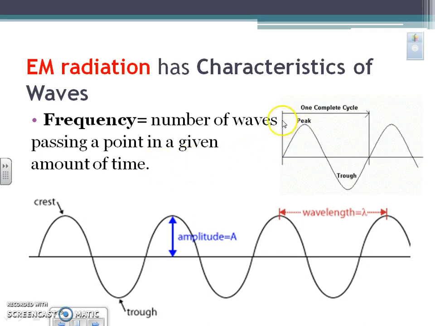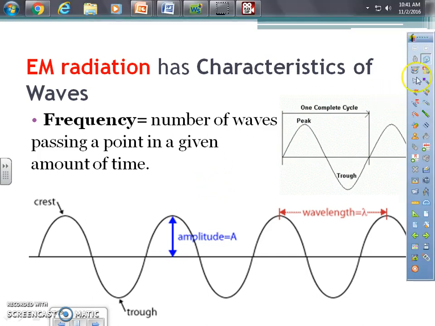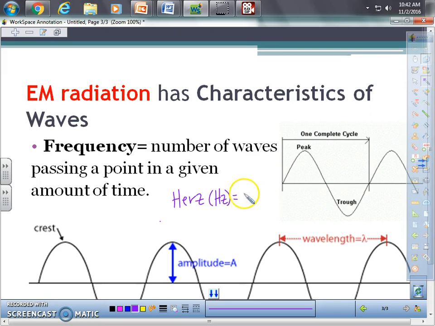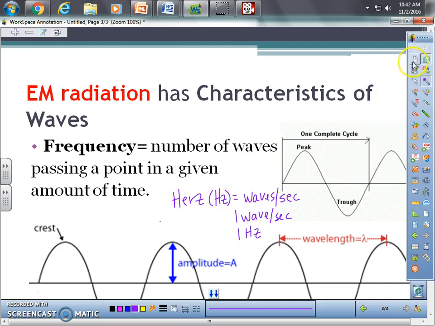The frequency is the number of waves passing a point in a given amount of time. And that's going to be measured in something called a hertz. So I want to go ahead right here and write down the unit for frequency is hertz. And that is the number of waves that pass a point in how many seconds typically. So if it's one wave per second, then that would be 1 hertz. That's our unit that we're going to talk about with frequency.